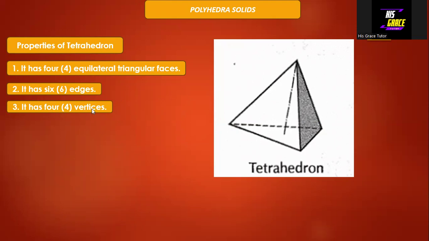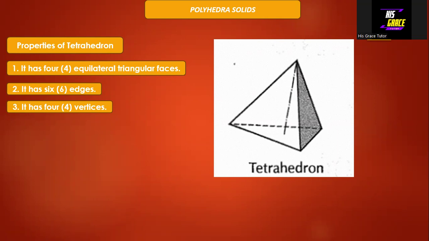Then it has 4 vertices. So this is 1, 2, 3, and 4. Those are the vertices on this tetrahedron. So the properties of tetrahedron are as outlined here. Now, we are done with tetrahedron.